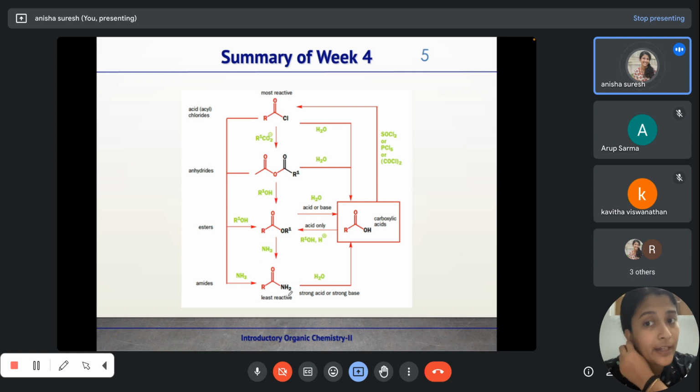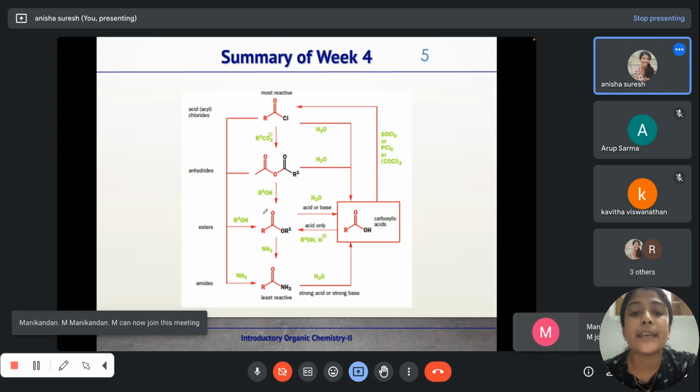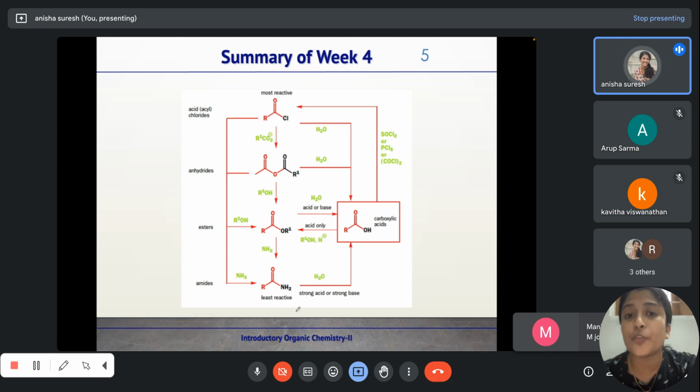So then we have seen that acid chloride can react to give anhydrides, esters, and amides through different reactions that are known. Then similarly, anhydrides can react to give esters and amides. Then esters can react to give amides. So this is a summary of the reactions that can take place.